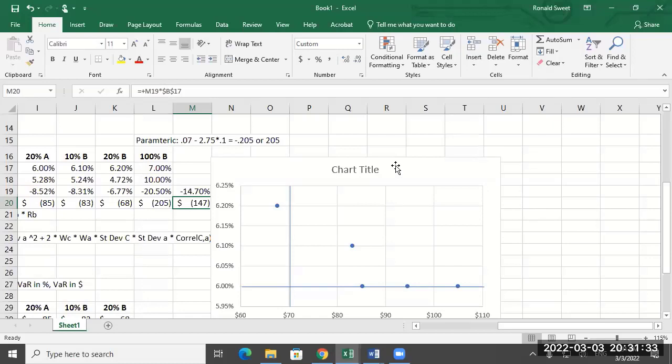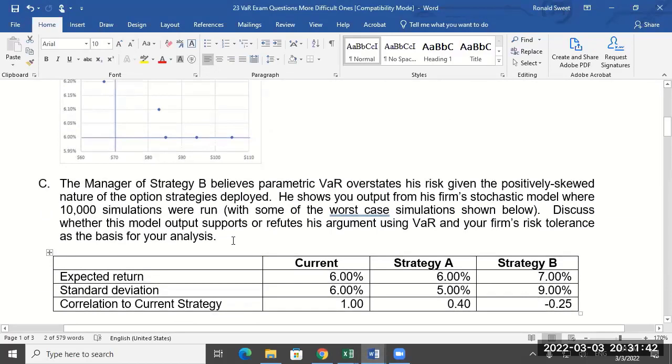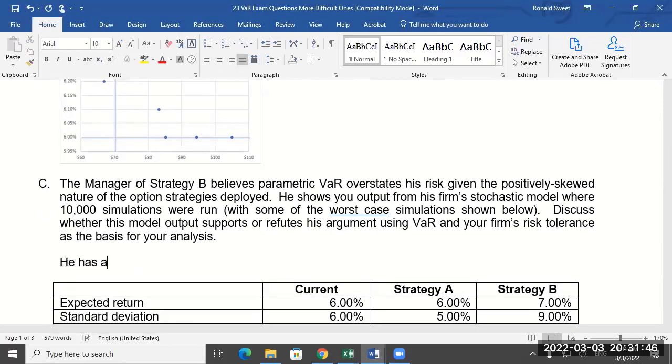The simulation gave you a much lower, quite significantly lower VAR than the parametric. Why is that? Well, because he had a skewed distribution. Some of the tail was cut off, and so he does have a case to make. So how would you answer that? He has a point.